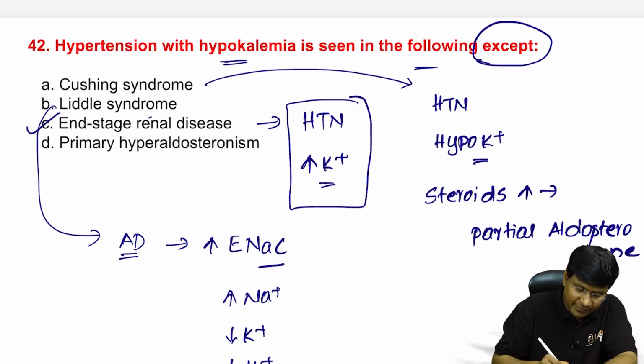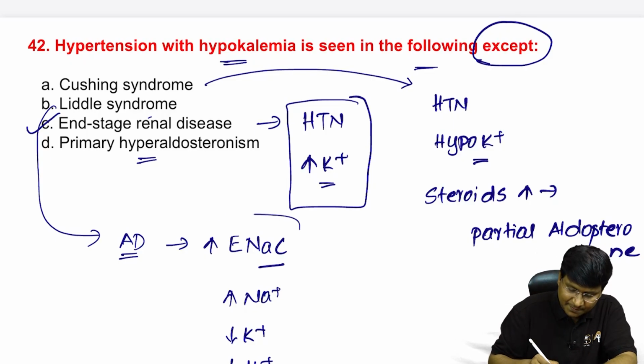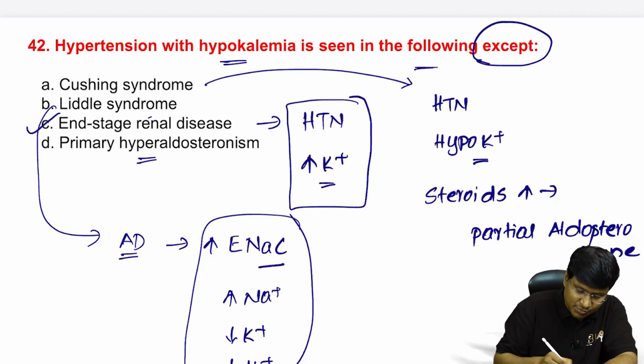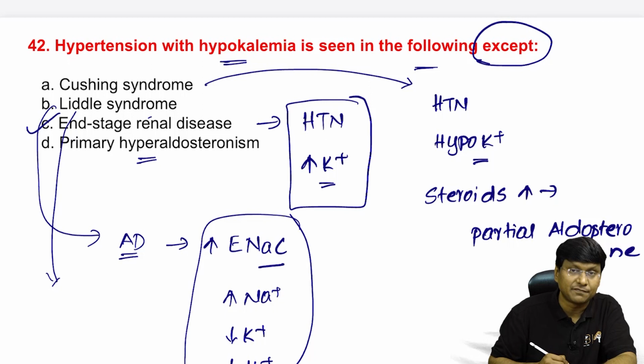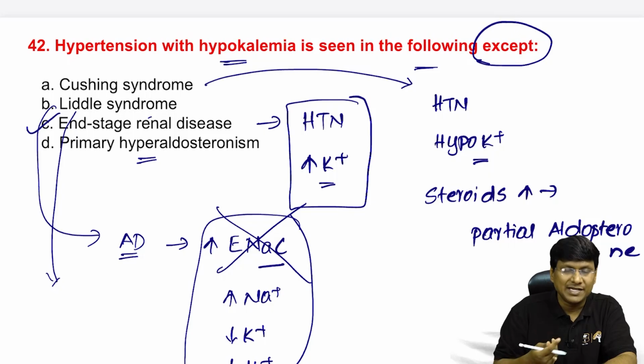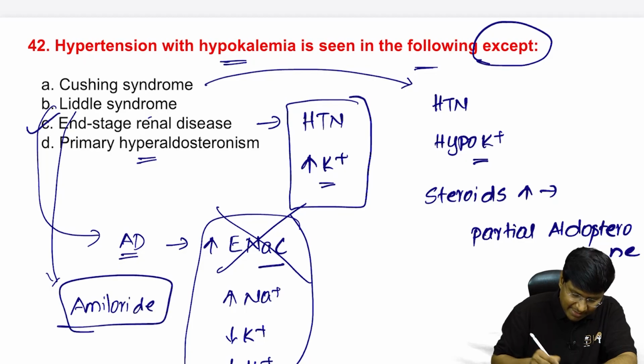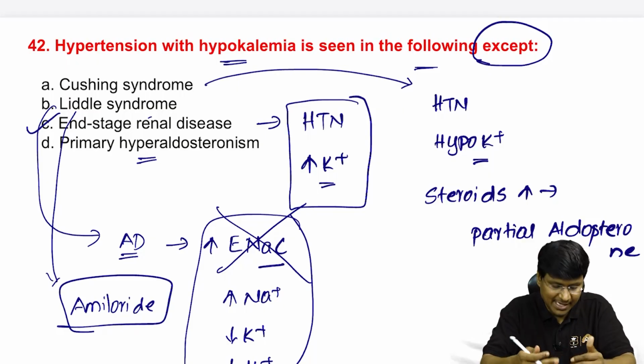That is in Liddle's. Whereas in primary hyperaldosteronism, the clinical picture will be the same because aldosterone will also be causing sodium and water retention, potassium and H+ ion excretion. And Liddle's is one important topic where you have gain of function of the ENaC channel. What is the drug of choice? You need to block this ENaC channel, and the drug that will block it is amiloride, and thereby the sodium and water retention, potassium excretion and H+ ion excretion do not occur.